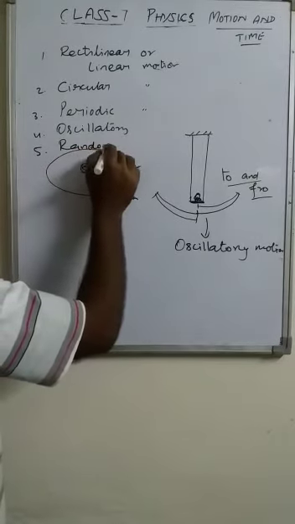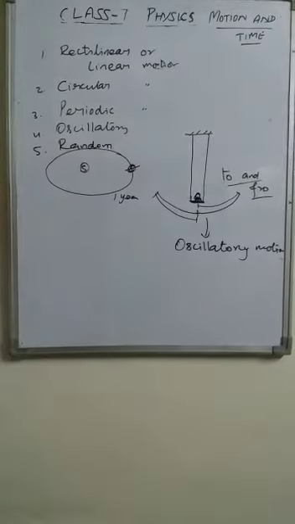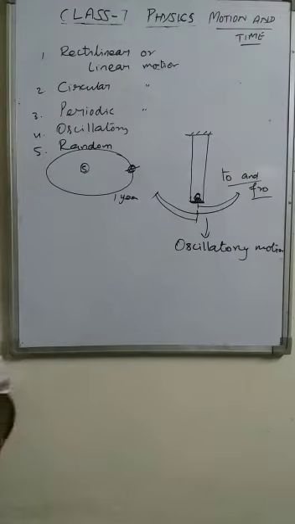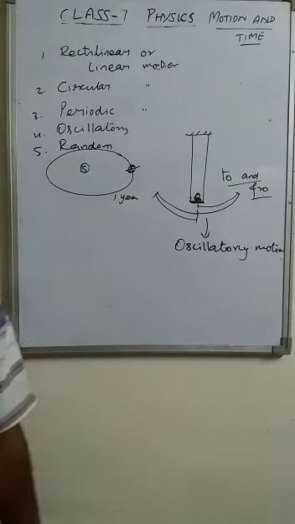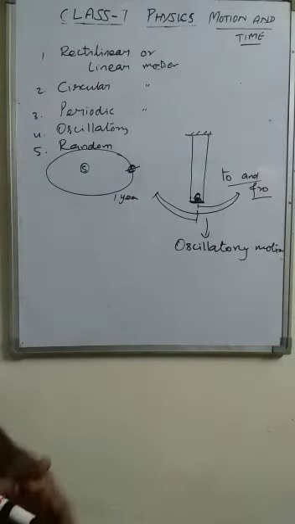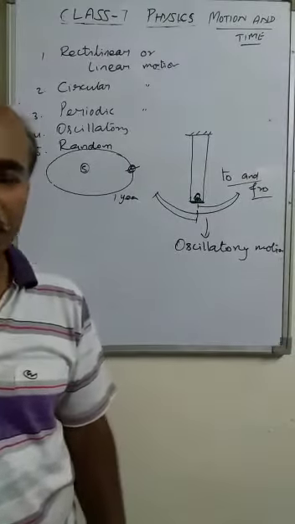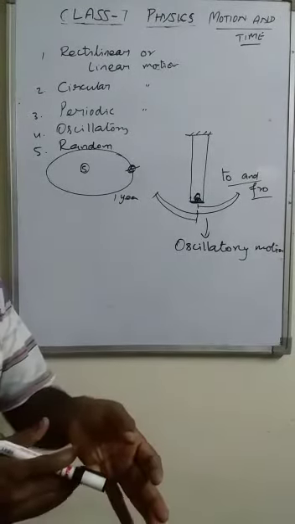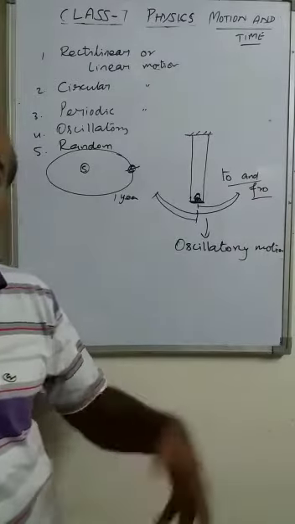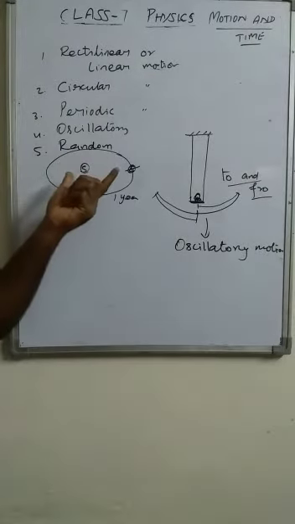Random motion is the motion of an object irregularly in different intervals of time. Suppose when you are playing in a playground, you move in different directions. You are playing football. In that case, you are moving in different directions in different intervals of time. So your motion is random motion.